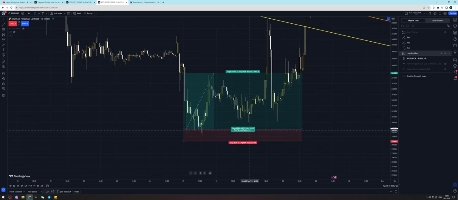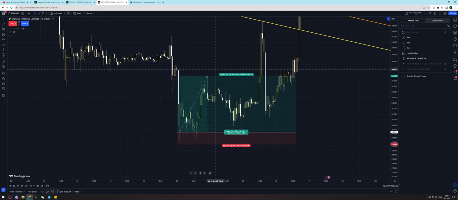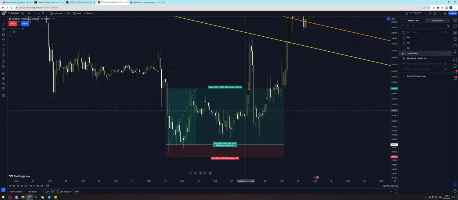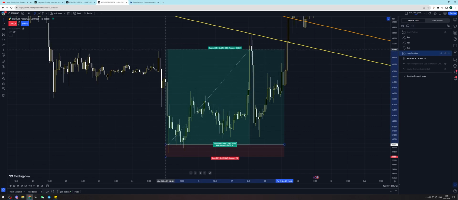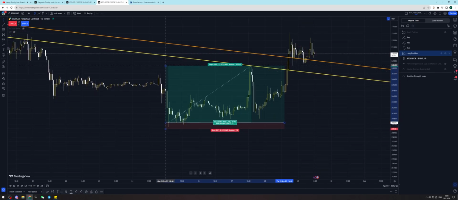It was a 1-to-5 risk to reward ratio. It was a good entry. I was patient enough not to close my position here. I was confident and I got my full take profit zone. Could I have done better? Yes. If I had waited more, I could have had a 1-to-9 risk to reward ratio, or if I waited more, I could have had around 1-to-14 risk to reward ratio.